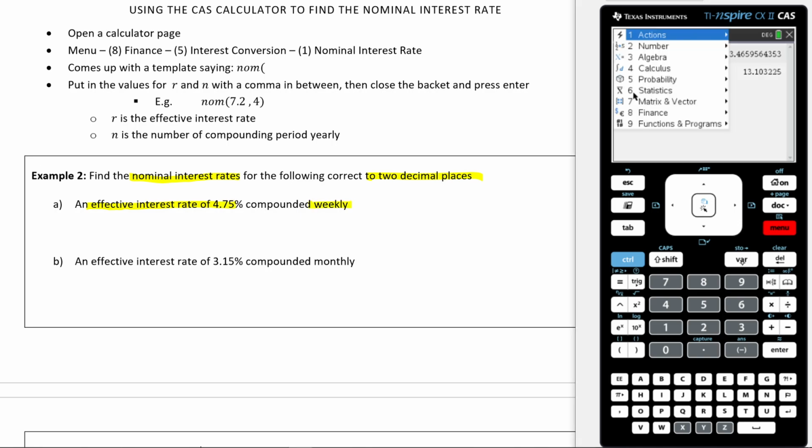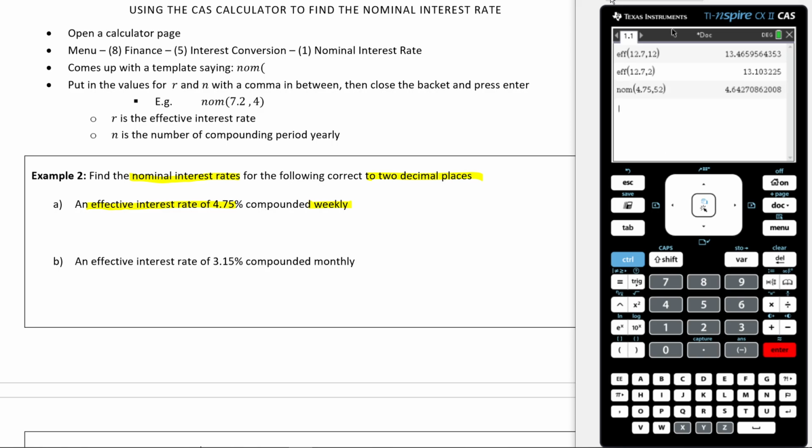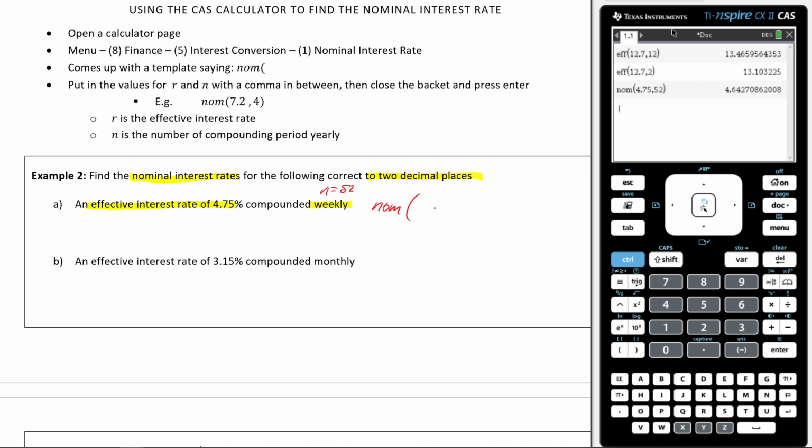And what we're going to do is just go menu 8.5. And instead of going to the effective, now we go to the nominal. And now I'm going to type in 4.75 and then go comma. Now if it's weekly, it'll be 52. And then that will give me my answer there. So just to show you what I've done there. The effective interest rate is that. This means n is equal to 52. Let's just write it out. So I went nom. I went 4.75, comma 52. And what I was left with is 4.642 dot dot dot. Therefore, it's going to be 4.64% per annum.